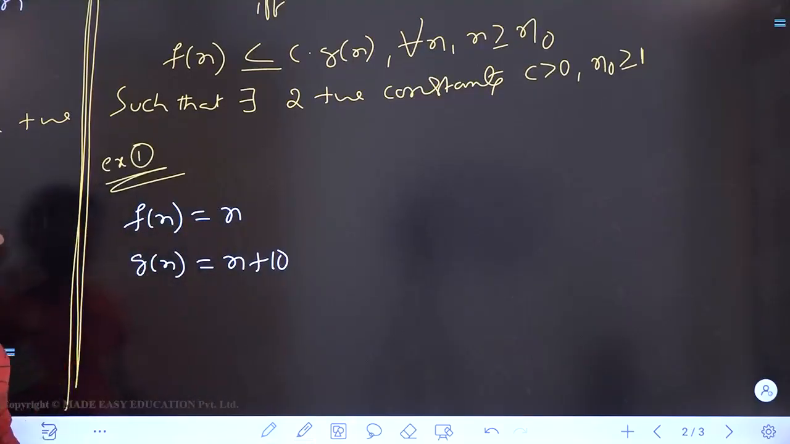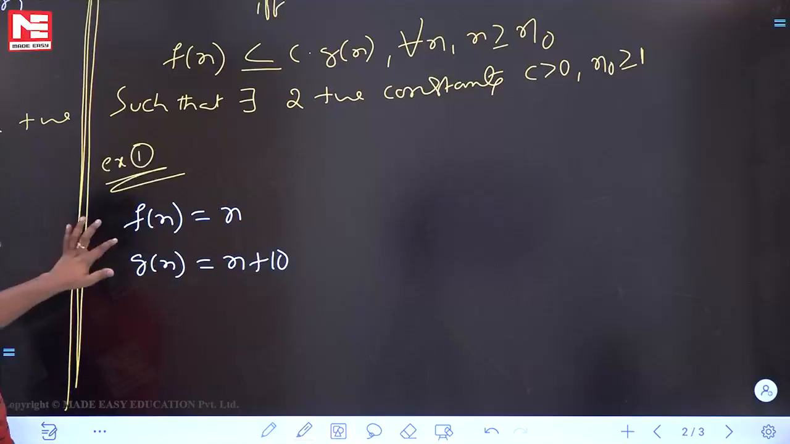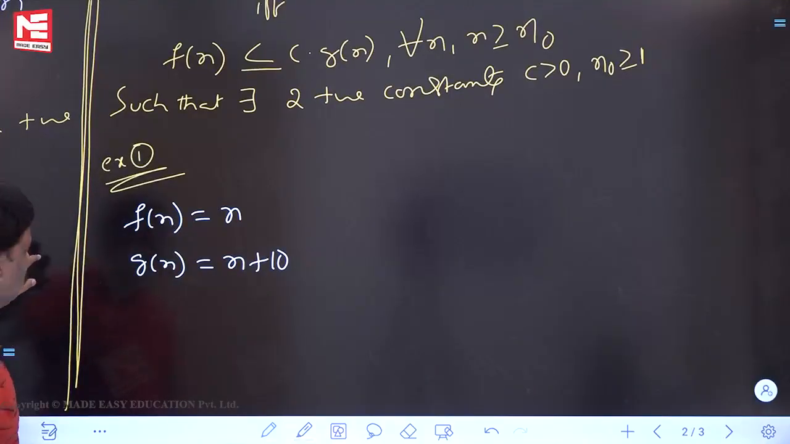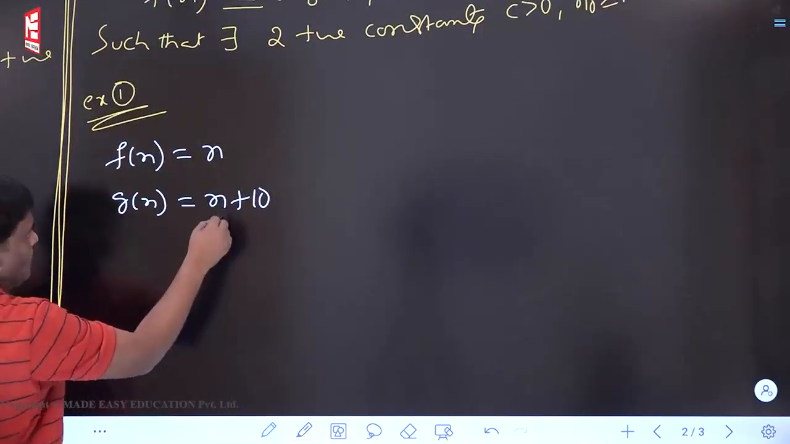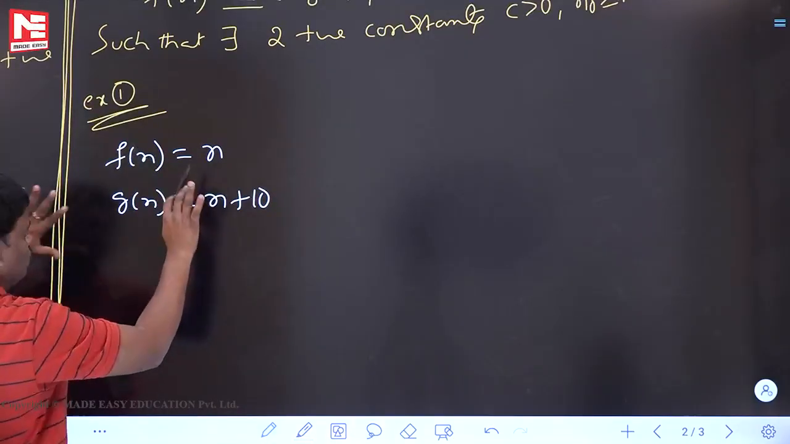F of n is n. G of n is equal to n plus 10. These are the two functions. Now carefully listen: these are the two functions, f of n and g of n, two functions you took already.